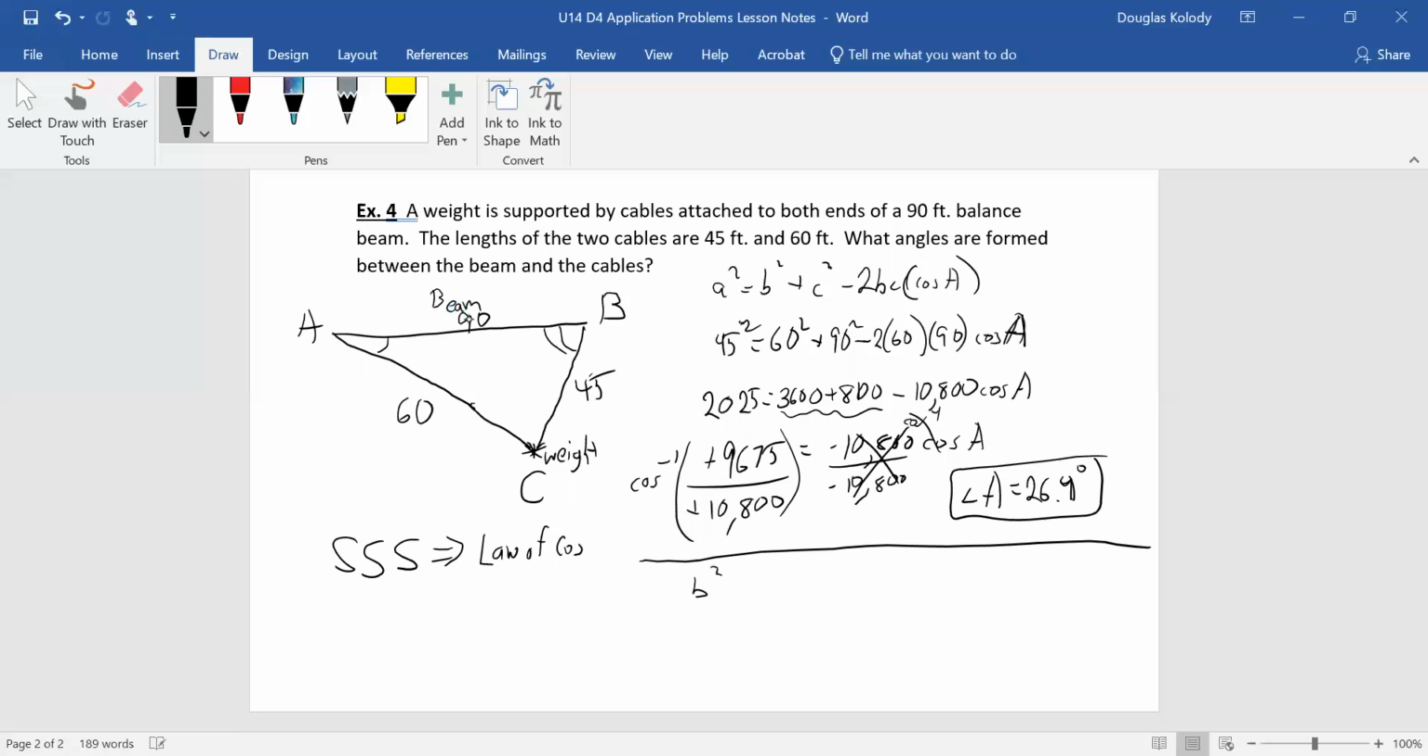So B squared equals, you know what, I'm just going to get right to it. B squared equals a squared plus c squared minus 2ac times the cosine of angle B. Plug in and get 60 squared equals 45 squared plus 90 squared minus 2 times 45 times 90 times the cosine of B. Going through the exact same process, angle B is going to end up equaling 36.3 degrees.